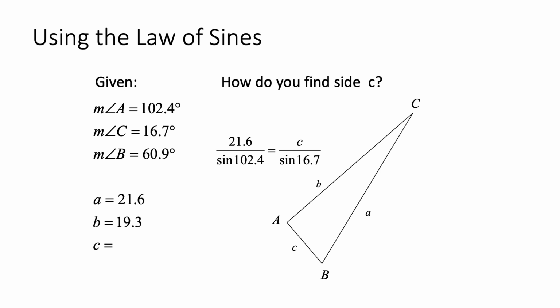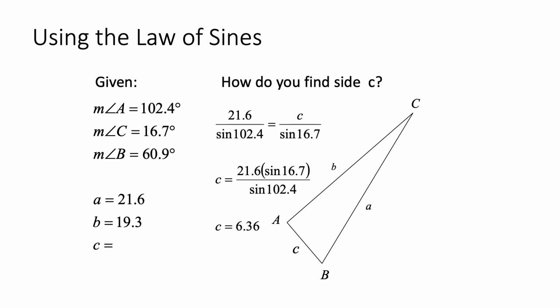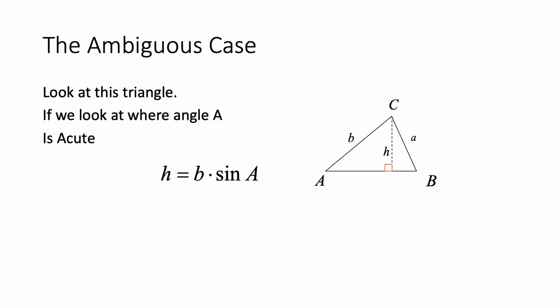21.6 divided by the sine of 102.4 is going to equal C divided by the sine of 16.7. Simplifying it like so gives you 6.36. Now we've solved the entire triangle. Now this works in most cases, but there's a special situation with the law of sines, and we call it the ambiguous case.